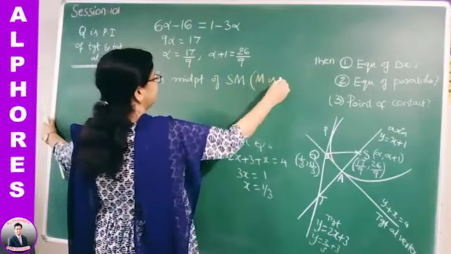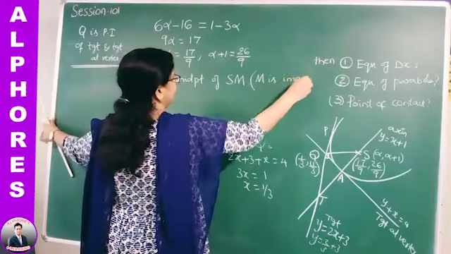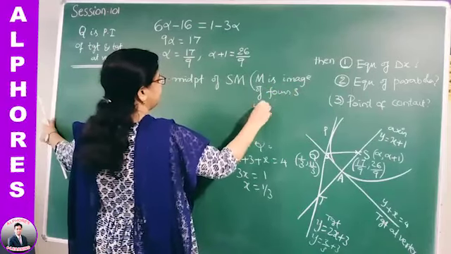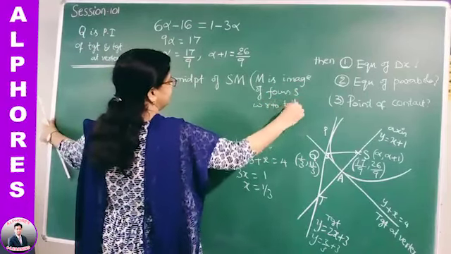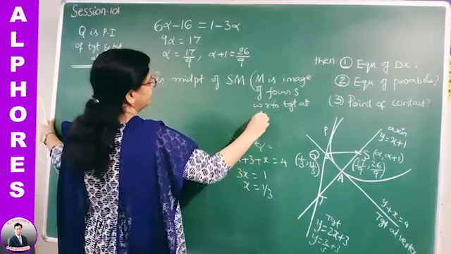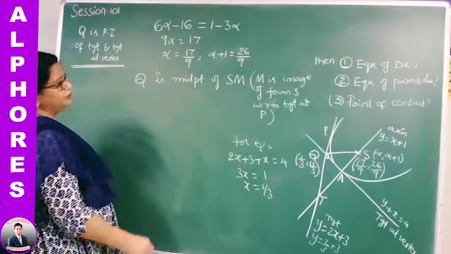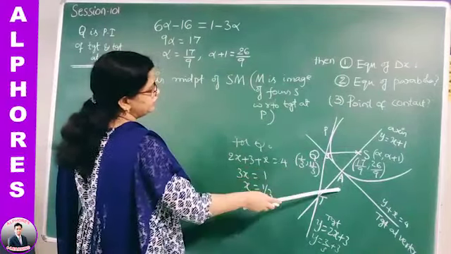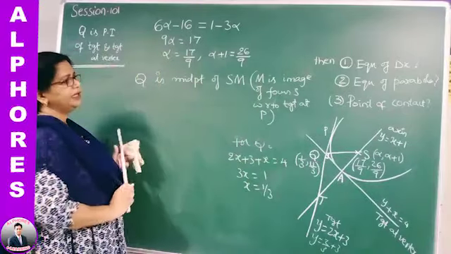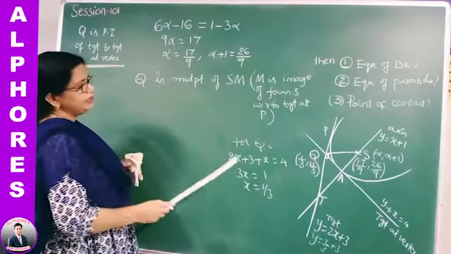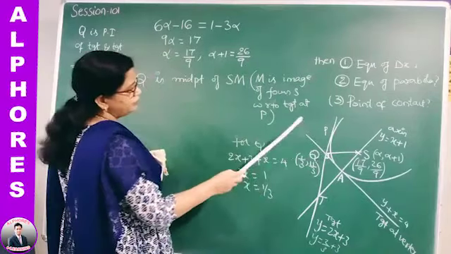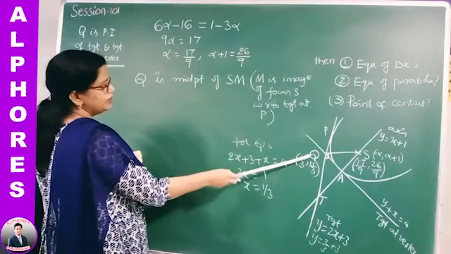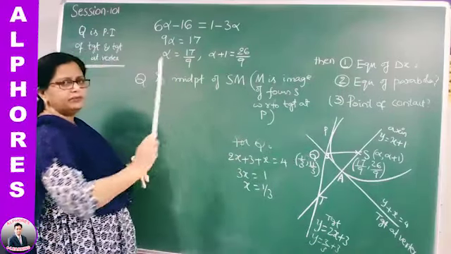Where M is which point here? M is the image of the focus S with respect to the tangent drawn at the point P, because we observed the concept that the image of the focus with respect to the tangent drawn at P always lies on the directrix. So that is our M. As M is the image with respect to that and Q being the foot of perpendicular on the same tangent, therefore we can say Q is exactly the middle point of S and M.